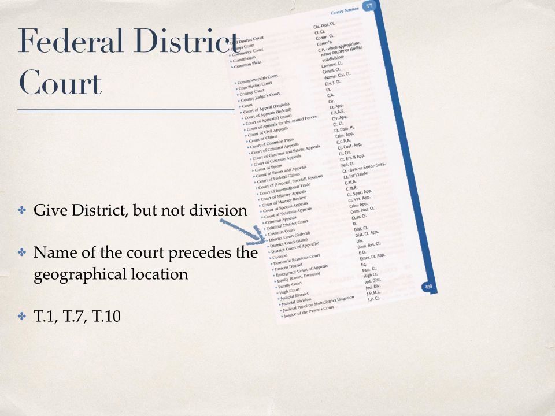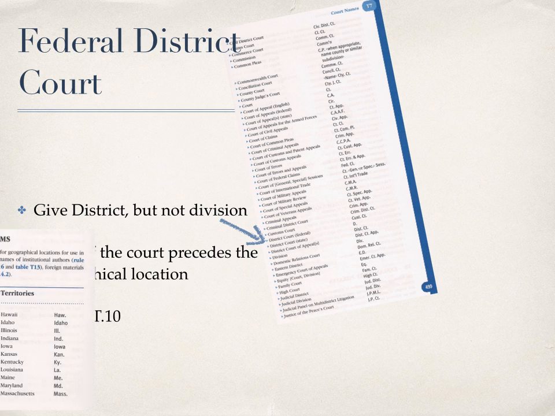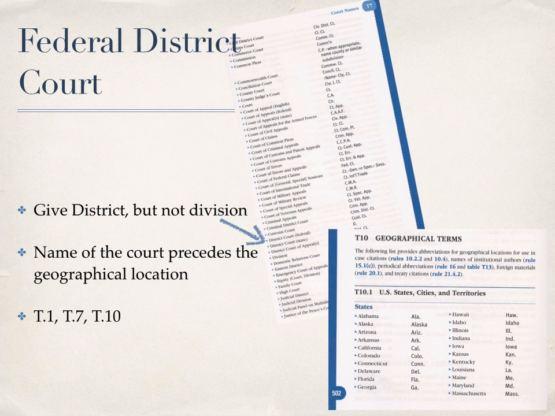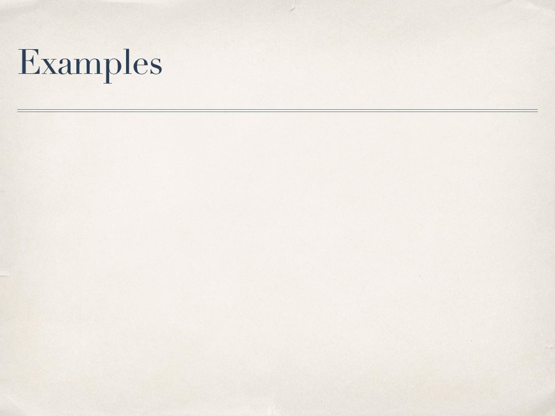In order to abbreviate the geographical location that comes with your court name, you'll need to consult T10, which starts on page 502. T10 contains all the geographical abbreviations you might need, ranging from states to cities and territories to foreign jurisdictions. Note that states do not necessarily have the same abbreviation as their postal codes. Putting T1, T7, and T10 together, we can now generate our abbreviations for a federal district court opinion. So, what would the abbreviation be for a case from the Northern District of Illinois?